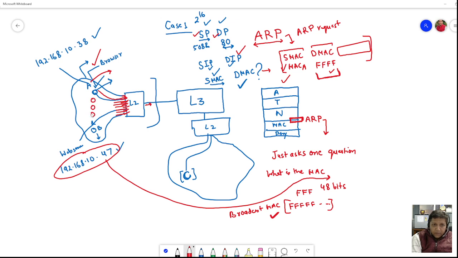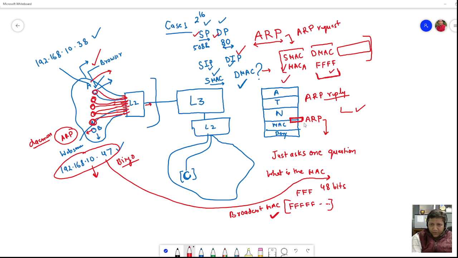And every machine connected to L2 has to receive and accept this packet, because this is a broadcast MAC address. In every machine there is an ARP daemon running. Every machine runs an ARP daemon; the operating system runs an ARP daemon. So this ARP request will be transferred to the ARP daemon of each machine. And then the machine which has this IP address will say bingo and will send an ARP reply that my MAC address is this.